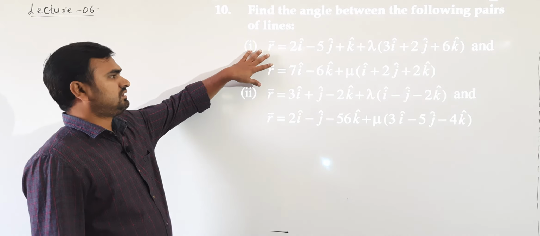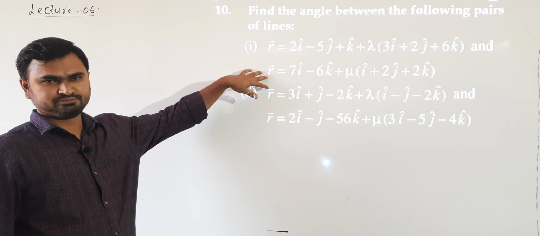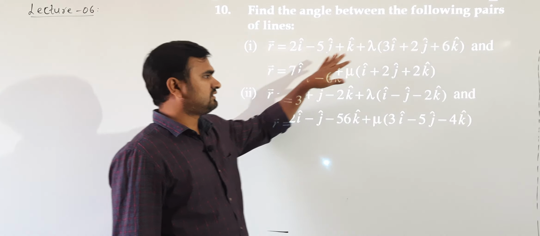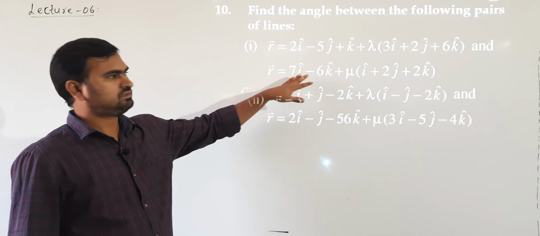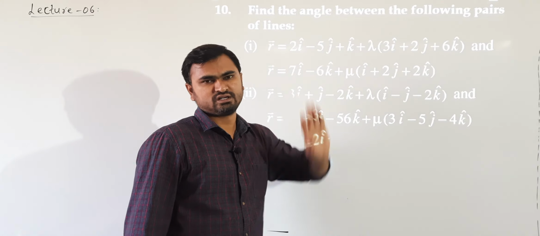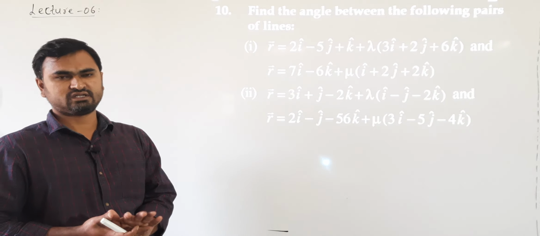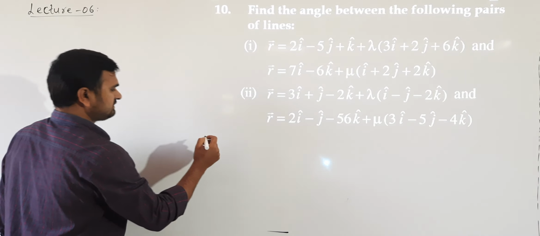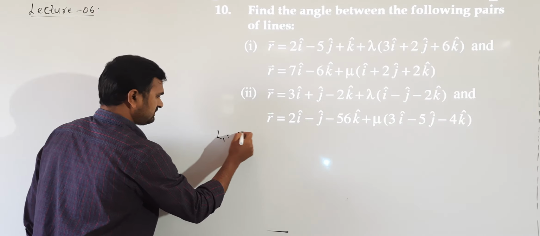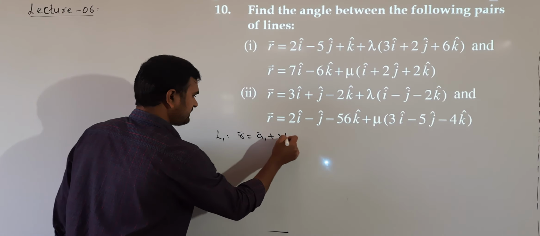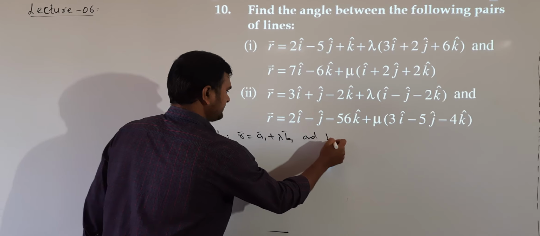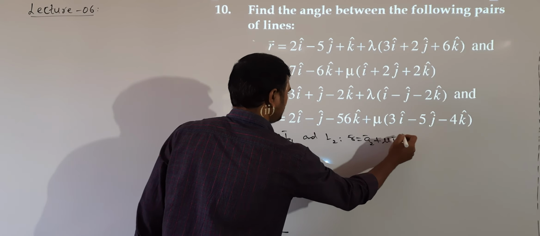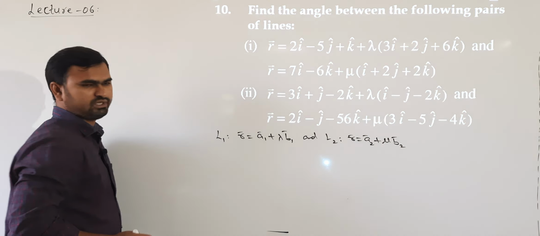If you observe, the lines are given in vector form. First line is r bar equal to a1 bar plus lambda b1 bar, and second line is r bar equal to a2 bar plus mu b2 bar. So when lines are given in this vector form, how do we find the angle between two lines? We know that when first line is in the form r bar equal to a1 bar plus lambda b1 bar, and second line is in the form r bar equal to a2 bar plus mu b2 bar. What is the angle between the two lines?